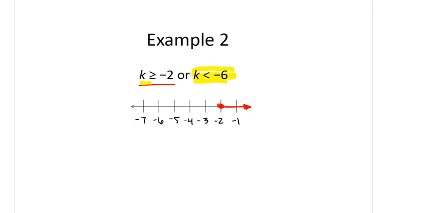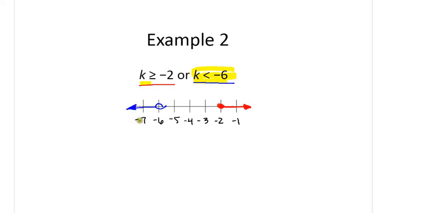Or, I'm going to switch to a blue pen here, K could be any number that is less than -6. Well, here's -6. I'm going to put an open circle at -6 since it's not part of the solution set. There's no equals to sign here with the less than. So K could also be, or it could be less than -6, meaning -7 is less than -6, -8 is less than -6. All of these numbers are less than -6.